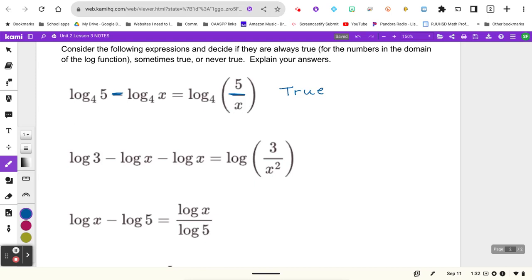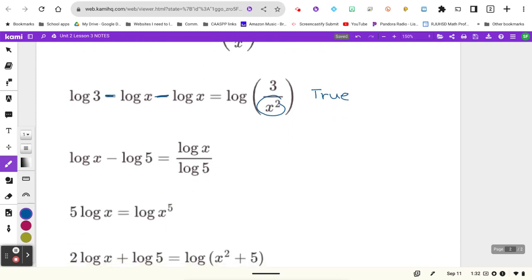Again, here we have minus, minus. So 2 minuses, so 3. This one again is true because down here we have 2 x's. It's x times x, put it together. This one is also true.